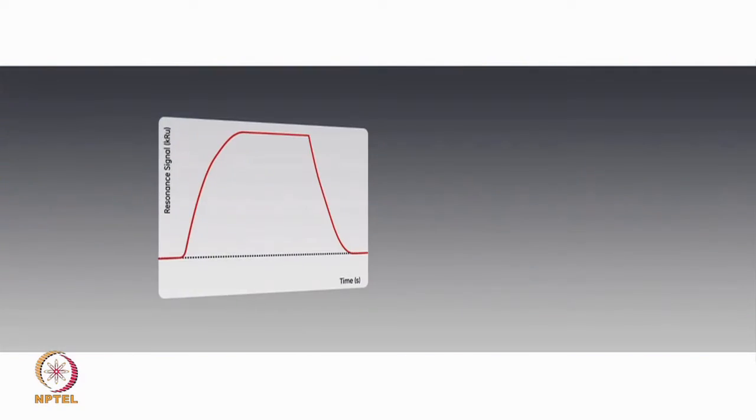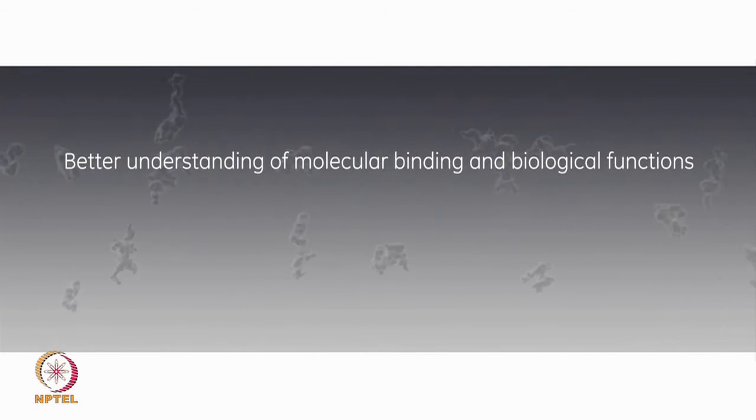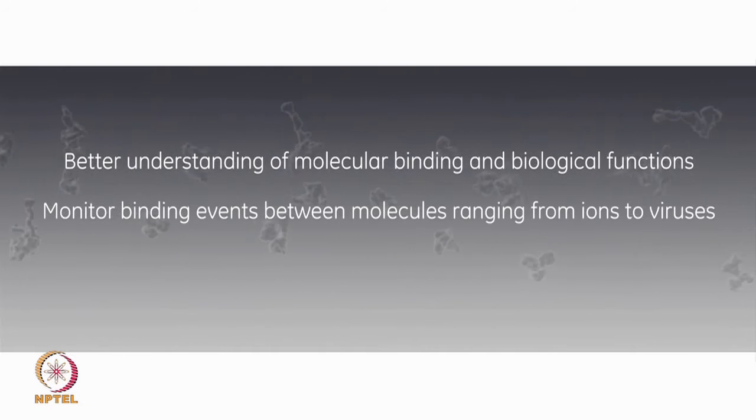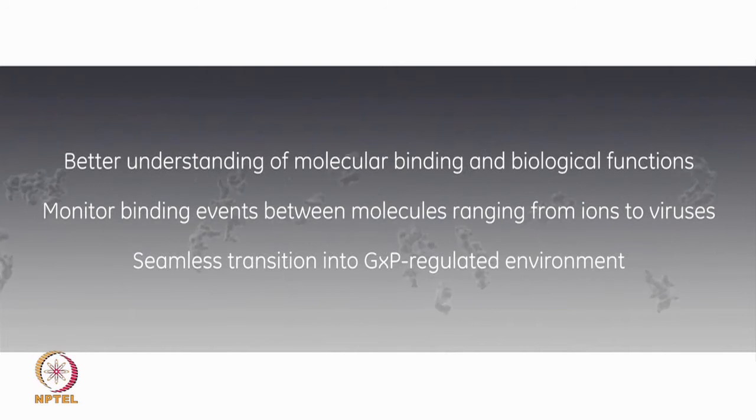From studying the shape of the sensorgram produced, binding yes or no, specificity, affinity, kinetics, and active binding concentration can be determined. The sensorgram provides real-time information about the entire interaction. This means that in a single SPR experiment, you have now obtained a wealth of information about your binding, which helps you understand the dynamics of the interaction or to quantify your analyte. And all of this without using labels.